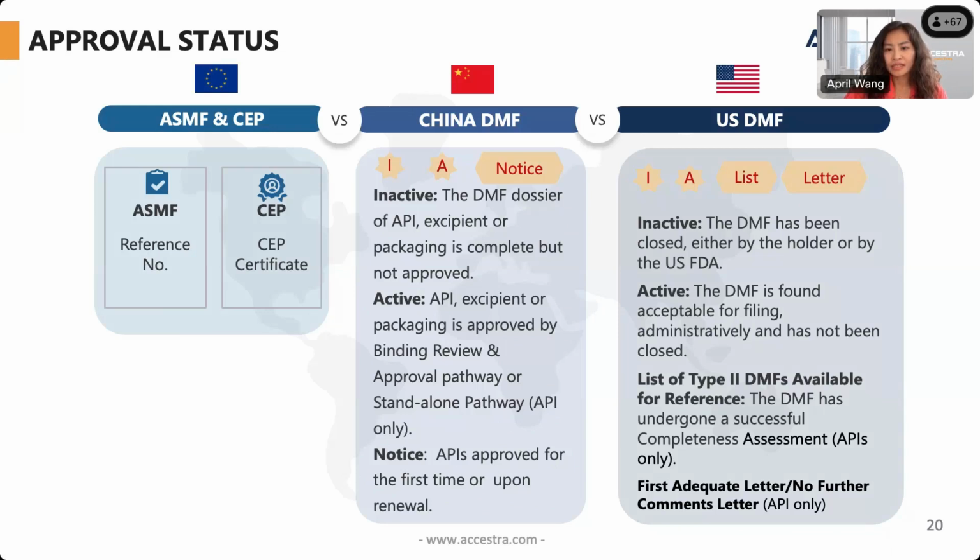Also in China, a notice will be issued for API approval for the first time or upon renewal. But in the US, once FDA finalizes the completeness assessment on the API, the DMF number will be listed in the available for reference list. After successfully passing technical review, a first adequate letter or no further comments letter will be issued.